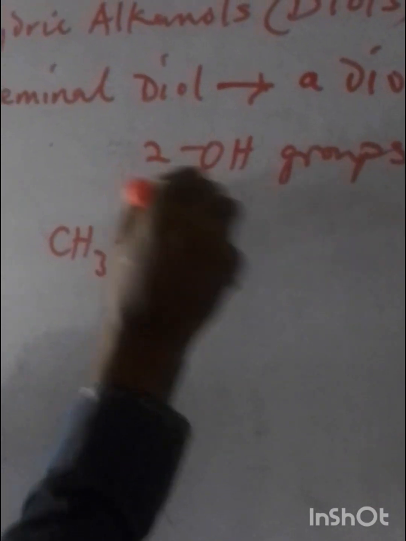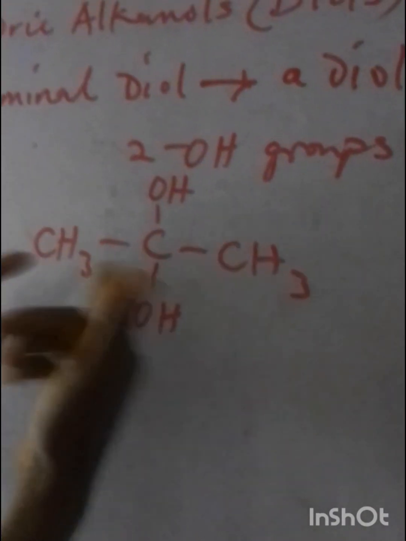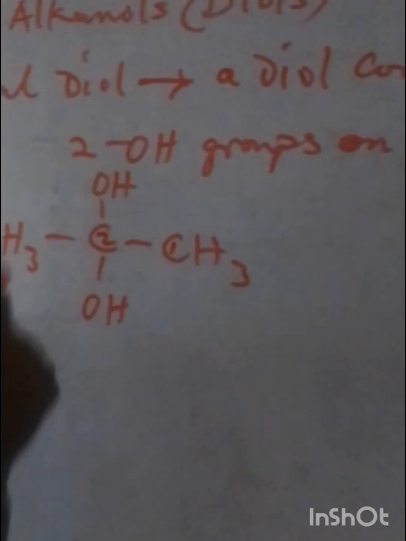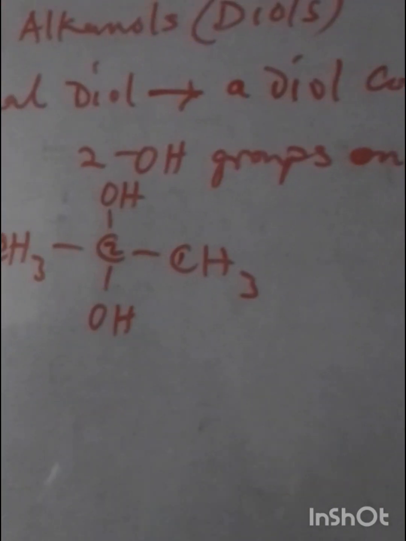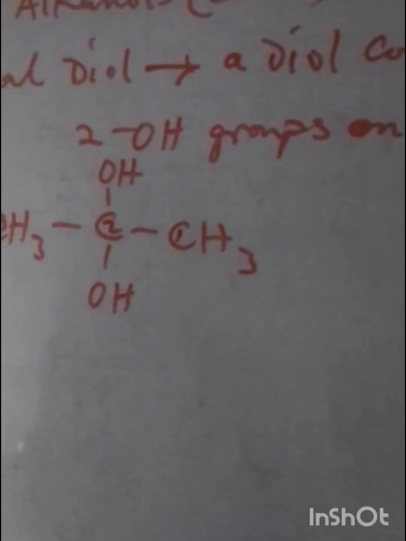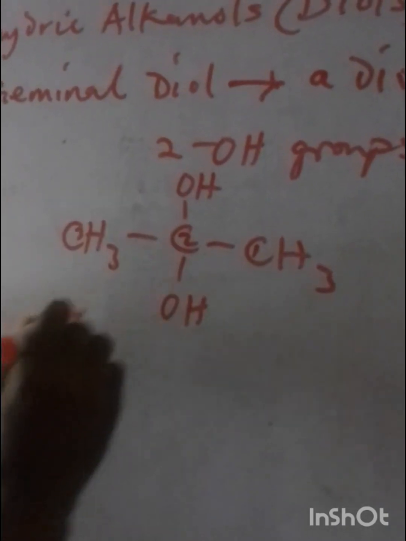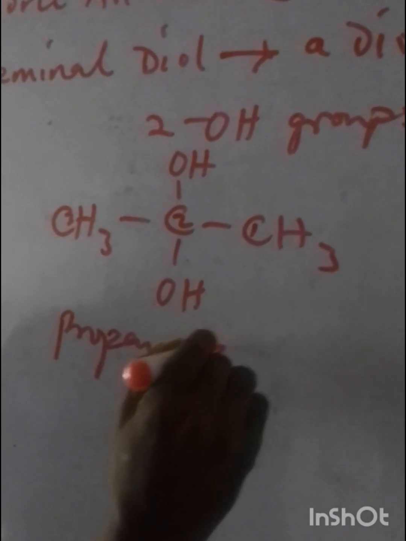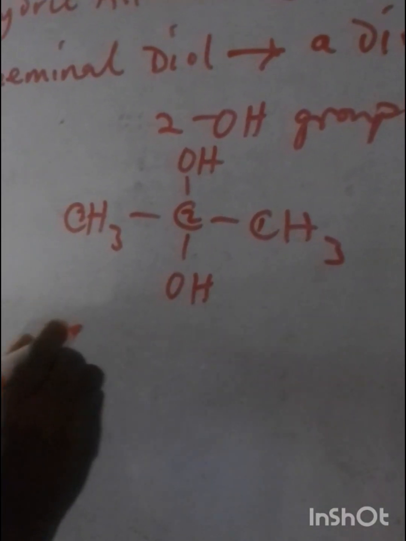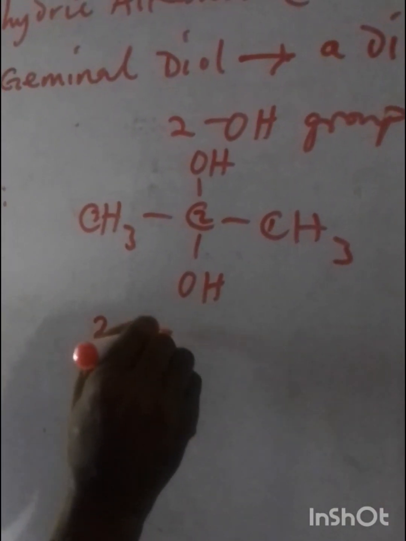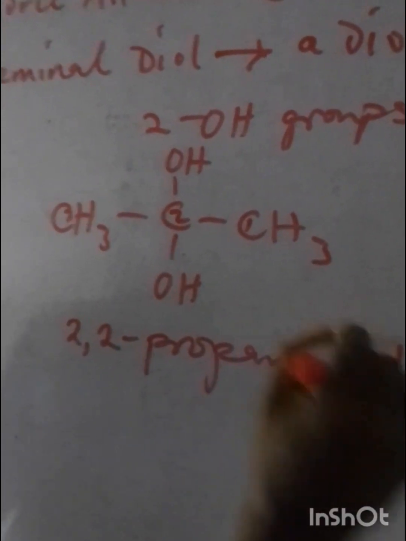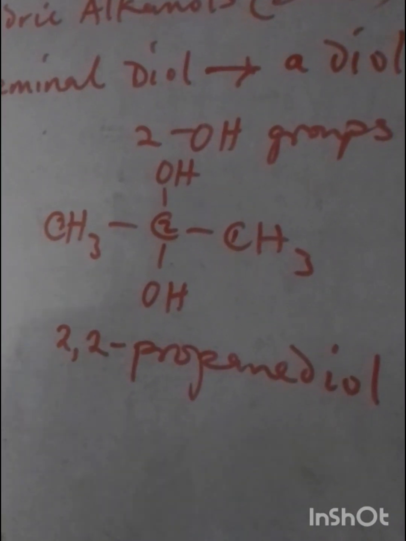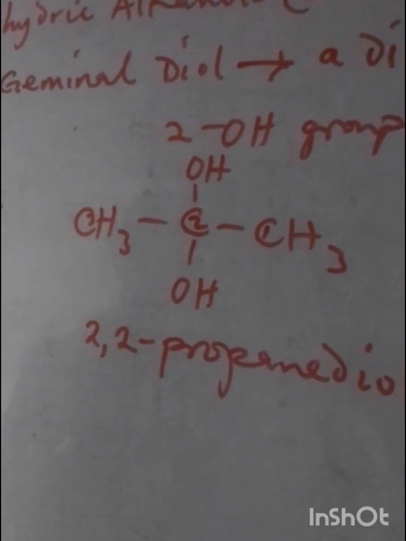C(OH)2CH3. You can see that there are actually three carbon atoms, but the second carbon atom has both OH groups attached to it. So how do we name this? This one is 2,2-propanediol. That is a geminal diol. We also have this.